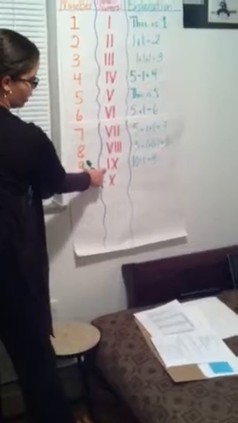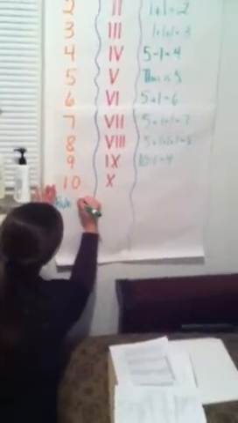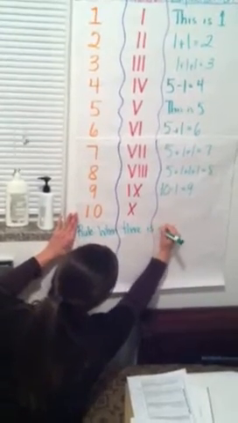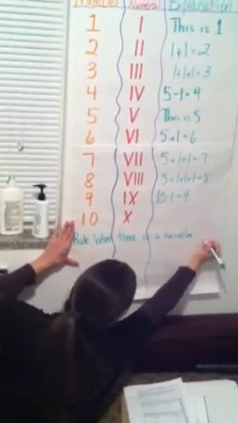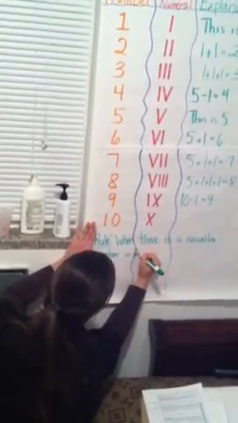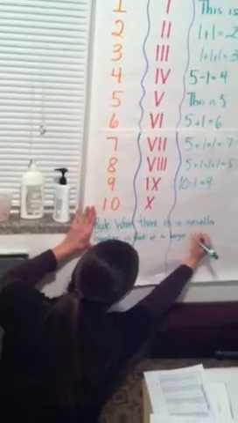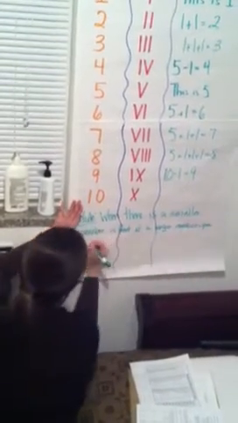So we said whenever there is a smaller number in front of a bigger number, we have to subtract. So I'm going to write that rule here. Rule. When there is a smaller number in front of a larger number, you subtract.